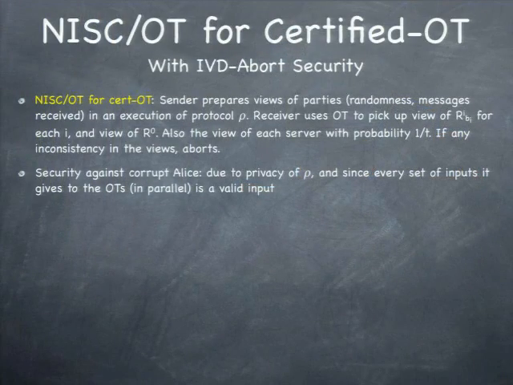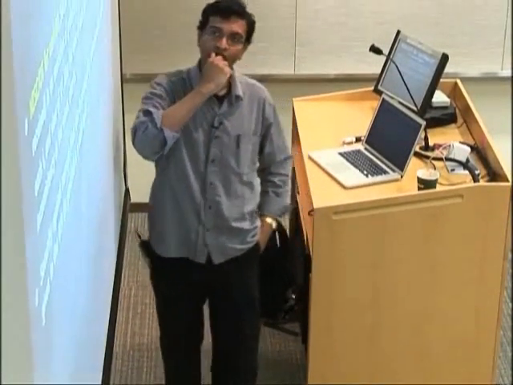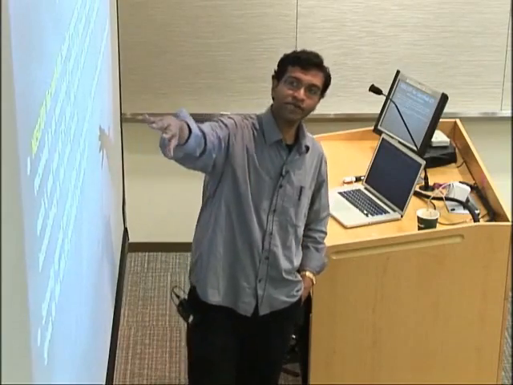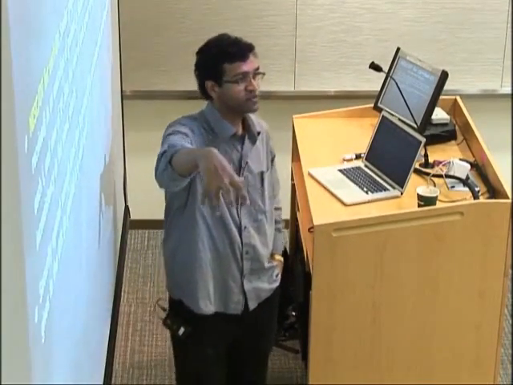Why is this secure? You need to consider two cases: static corruption, security against Alice. The protocol is a private protocol. Alice picks up these T server views, but you can corrupt T servers and you don't learn anything, right? And another thing is that she might actually learn.